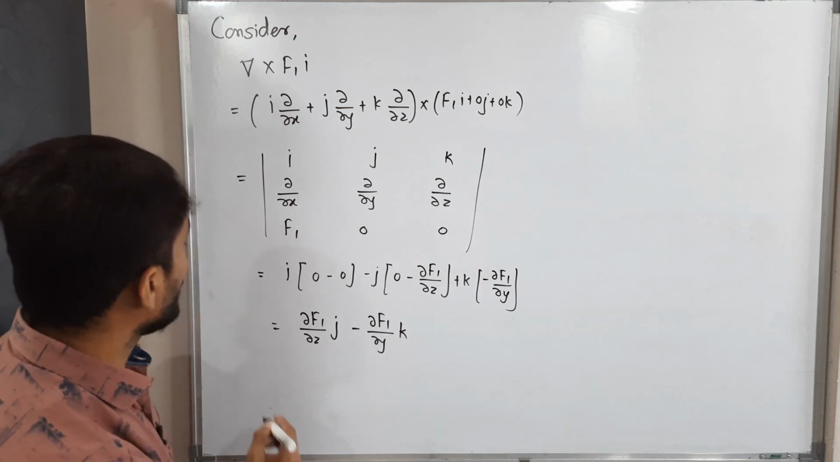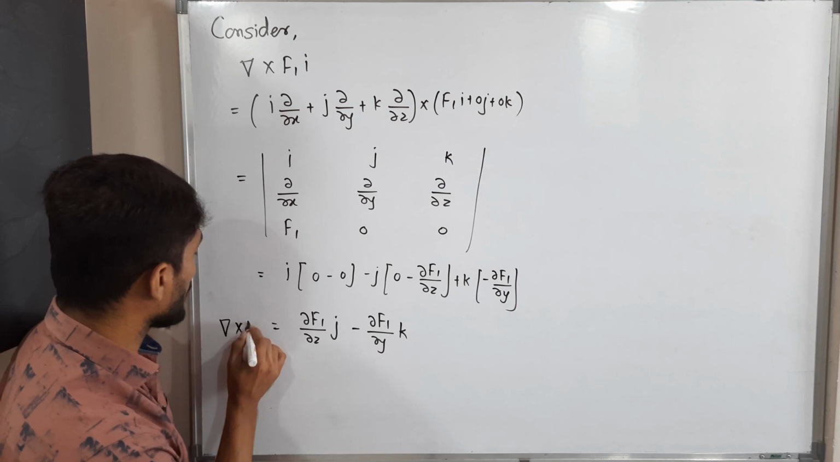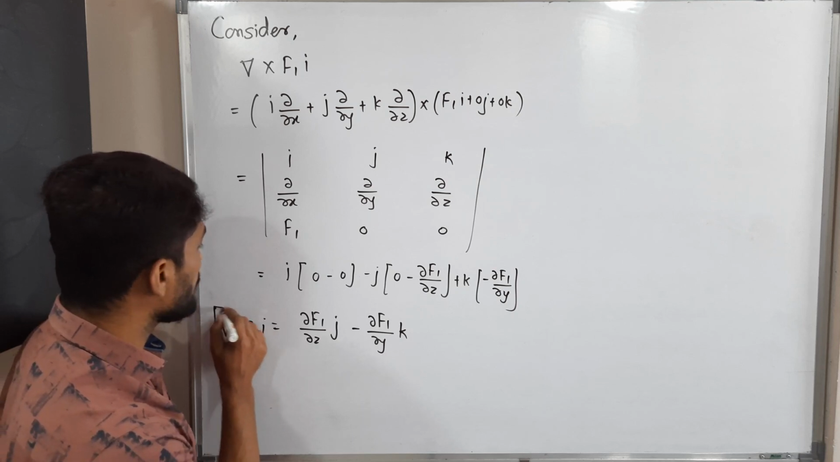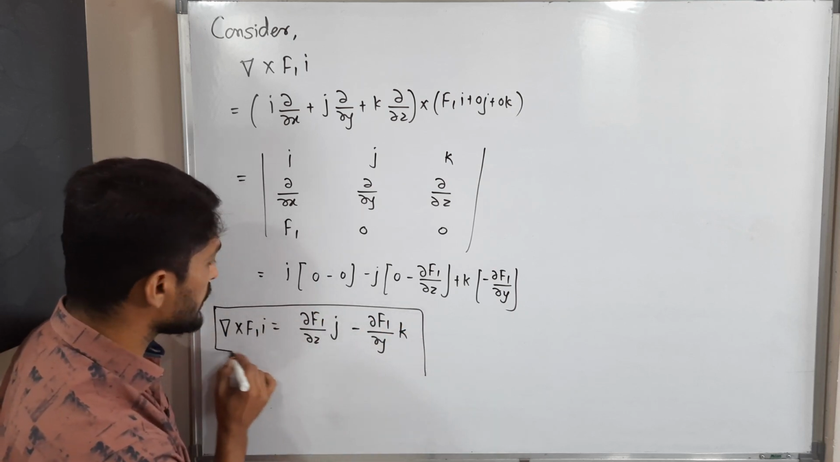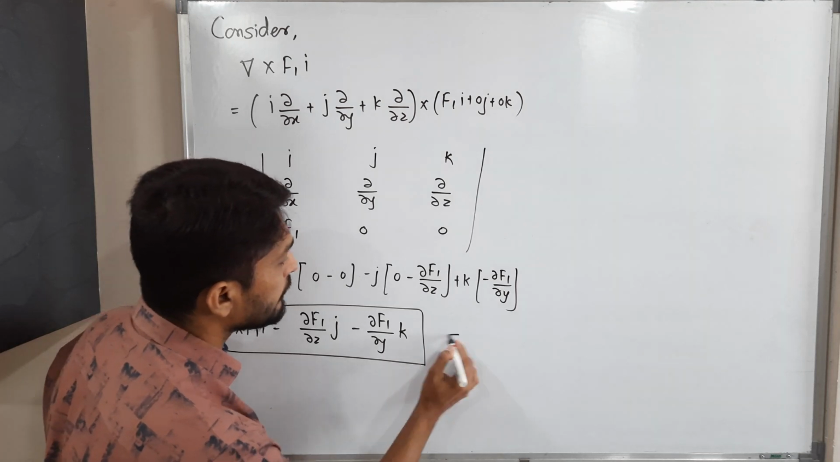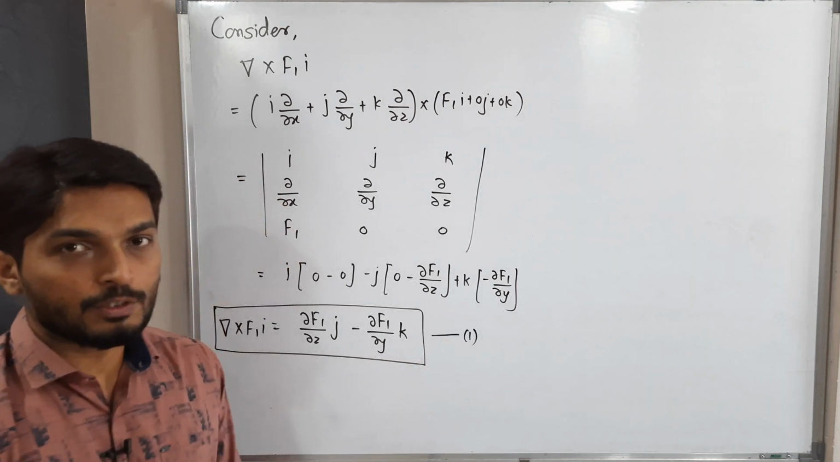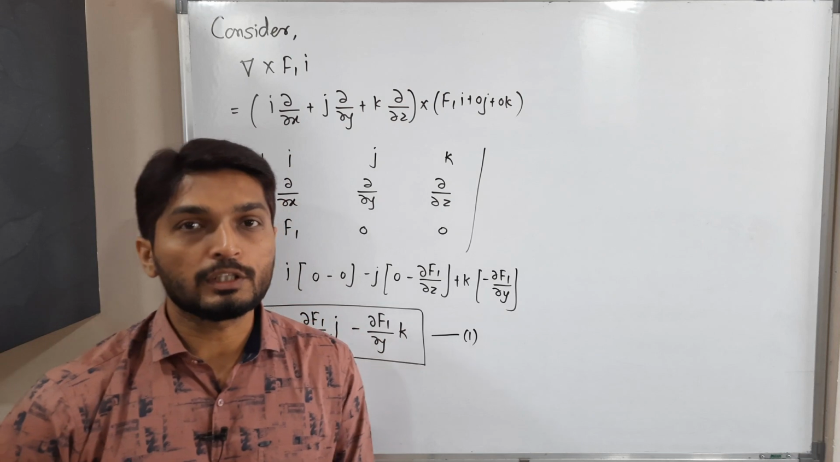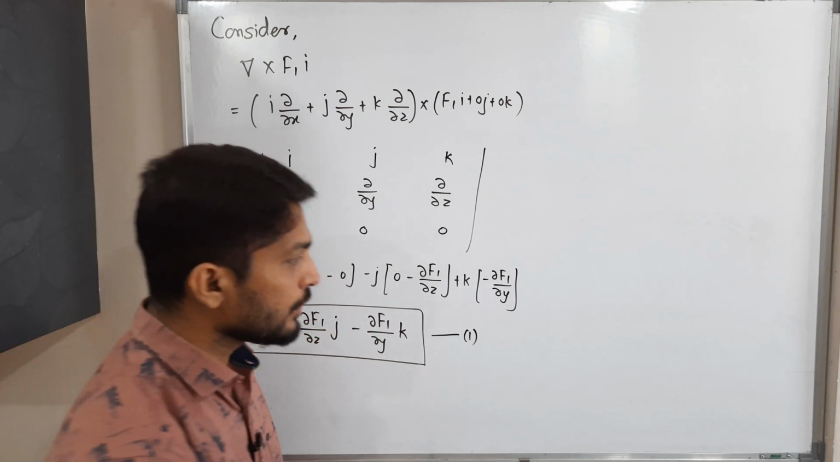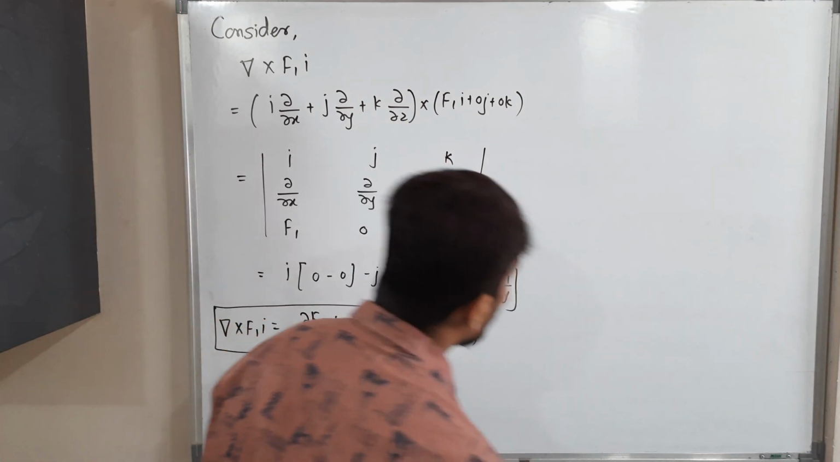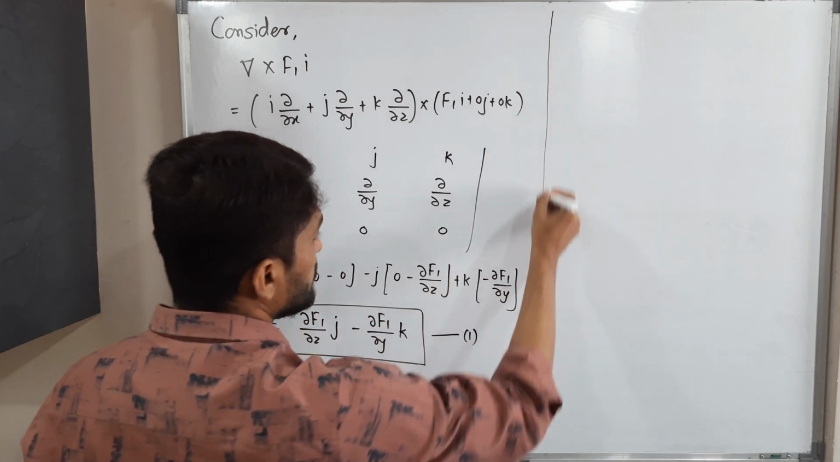So this is the value of del cross f1 i. This is a very important thing for us, we are going to use it later. So let me call it equation number 1. This is equation number 1 and it is very important for us. Let us focus on the diagram now. We have some space, let us write.